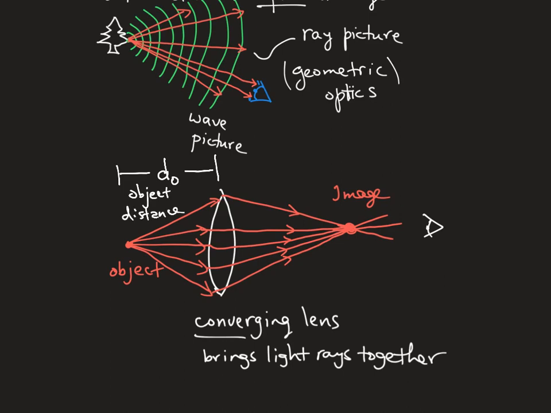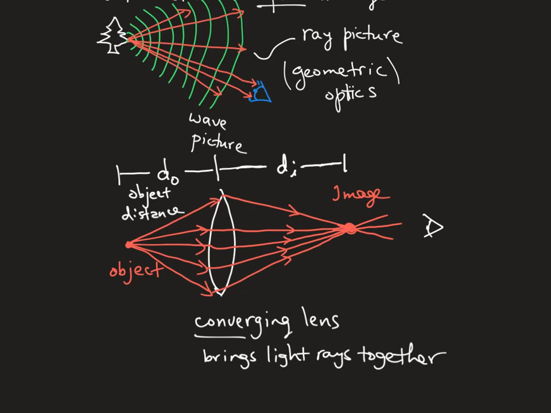And I bet you can guess what this distance is going to be called, where the image is. This is called the image distance. And those are really important things to notice, and you're going to be playing with those in lab: what happens for a given kind of lens as I change this object distance, how does that affect where the image is located, or whether you can even form an image at all.